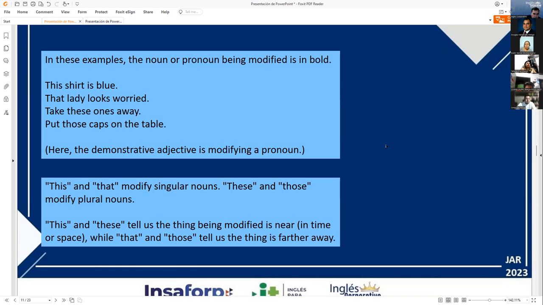Okay, so the demonstrative pronoun is modifying a noun. This, singular, shirt, singular. That, singular, lady, singular.